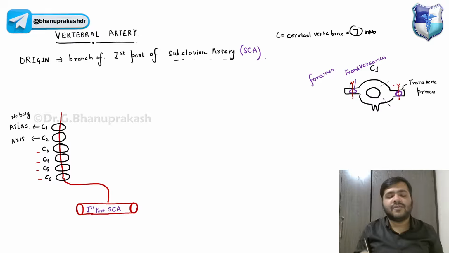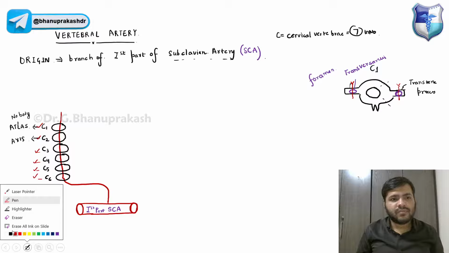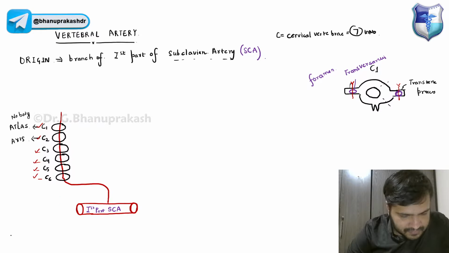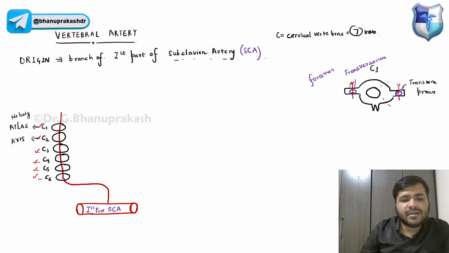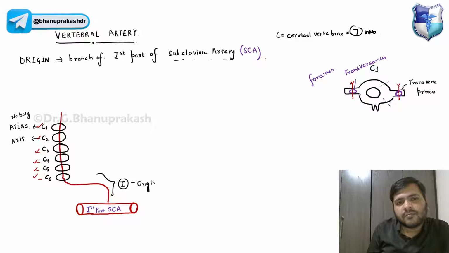These are nothing but the vertebral artery. So they are passing through the foramen transversum of C6, C5, C4, C3, C2 and C1, right? So the first part, guys, it is the origin to the foramen transversarium.